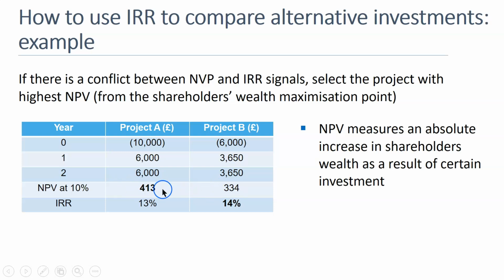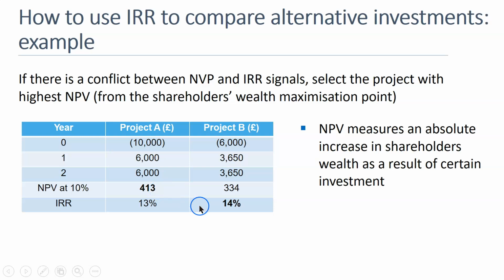In other words, if you compare these two projects using the net present value, you will see that you should go for project A, because as we know, it generates higher net present value. In other words, your wealth will increase by greater amount if you pursue project A, by £413 rather than £334. So project A is preferable. However, if you calculate the internal rate of return, you will see that IRR for project B is actually higher. You are earning 14% here, while you're earning 13% only in project A. So IRR would suggest that project B is preferable, not project A.